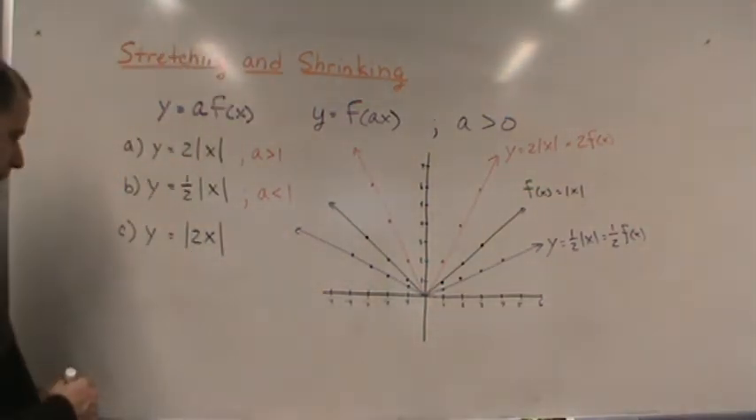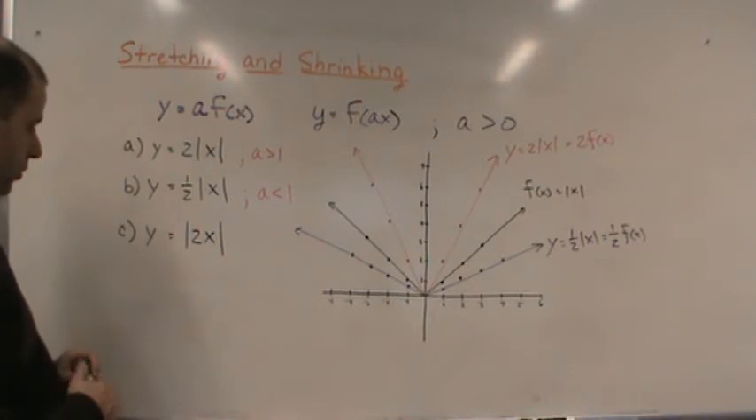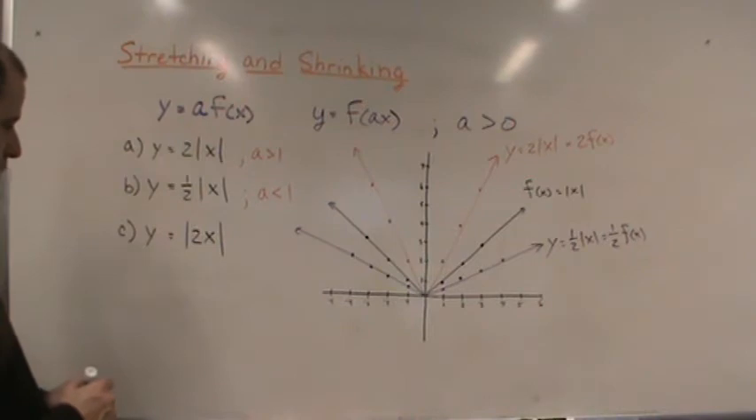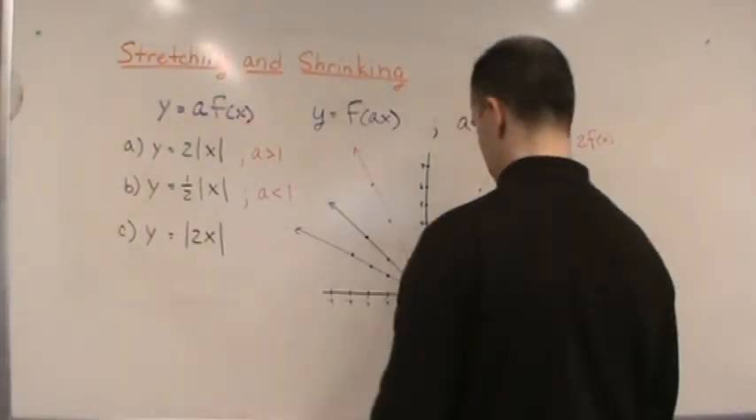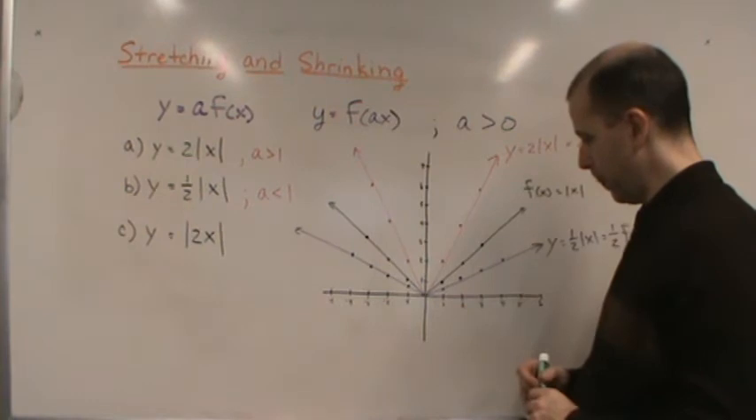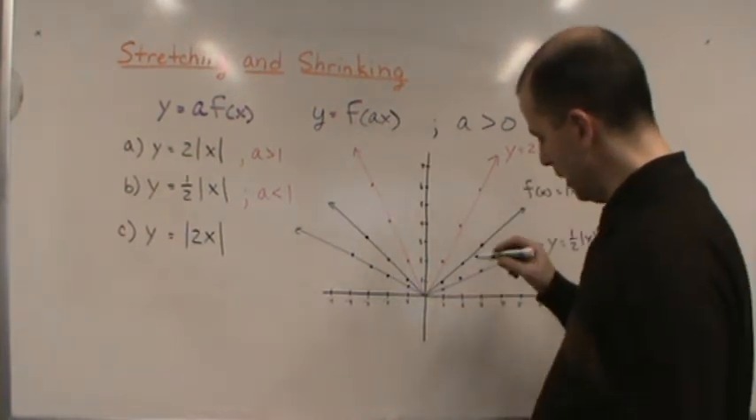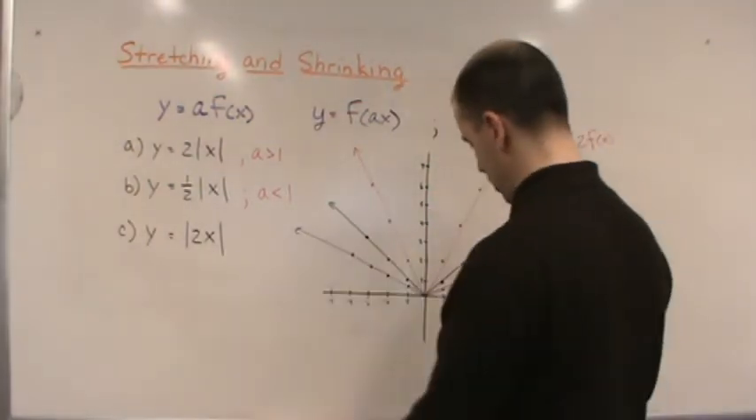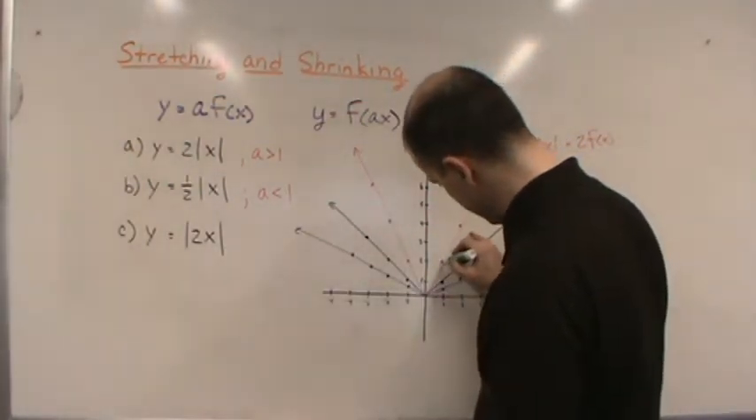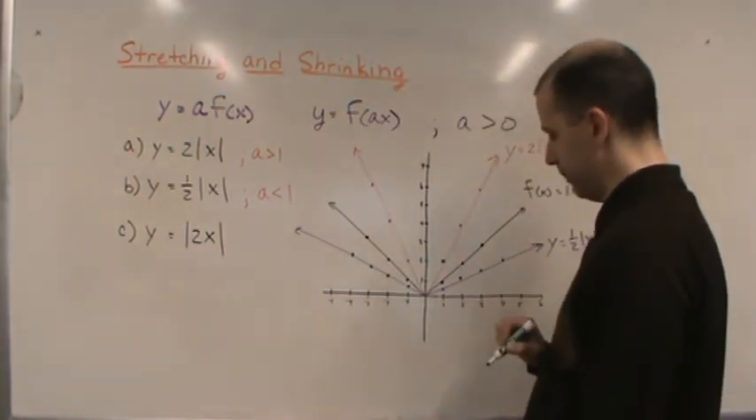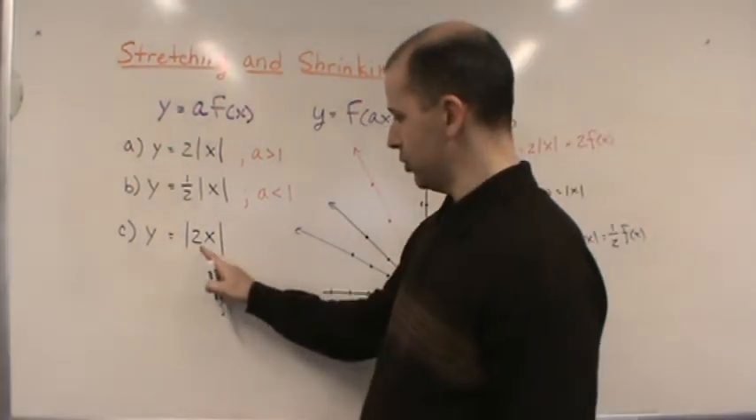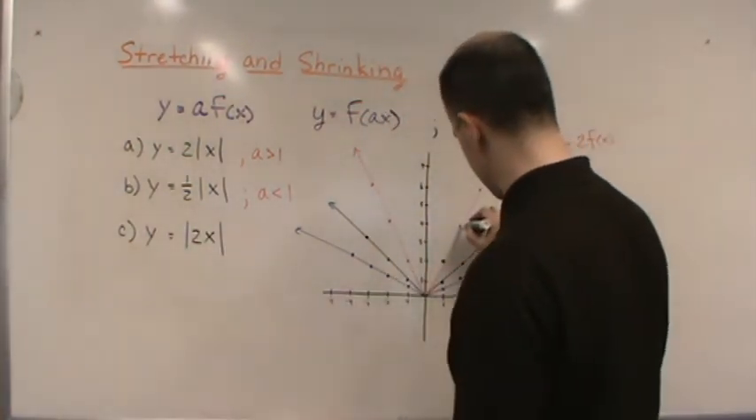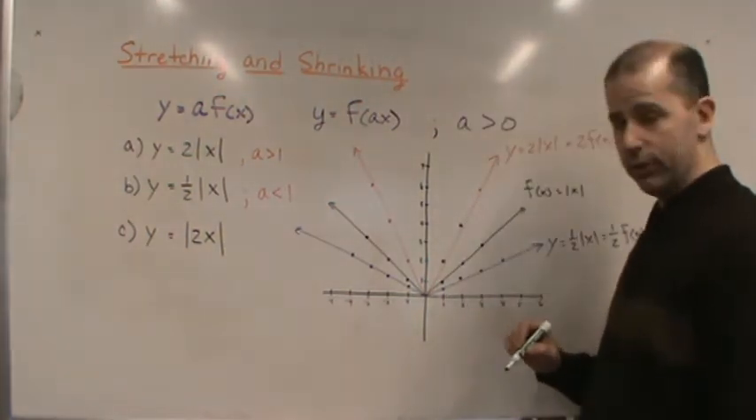Okay, so let's do another one. 1 times 2 is 2, and the absolute value of 2 is 2, so I get 1 comma 2. Well, look at that. If I put in 1, I get 2, 1 comma 2, the same point that I got there. And then if I do 2, 2 times 2 is 4, the absolute value of 4 is 4, so I get 2, 4. Look at that, I get the same value that I got there.